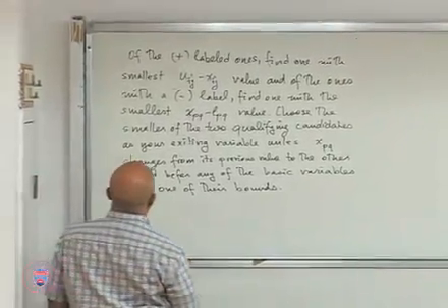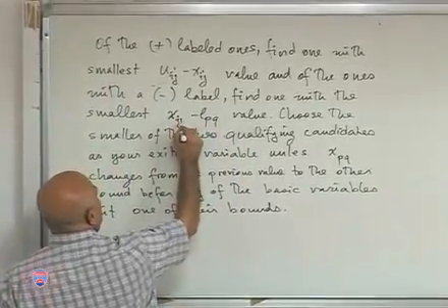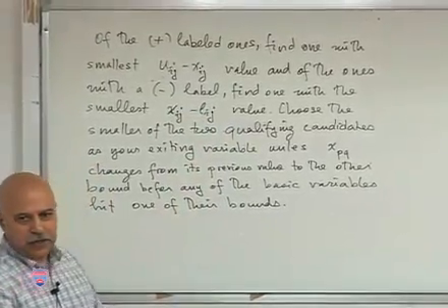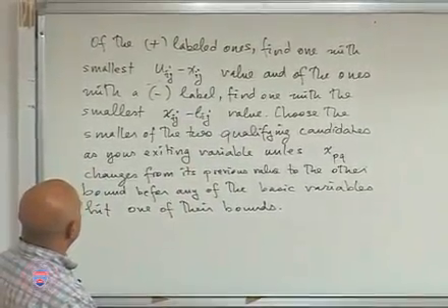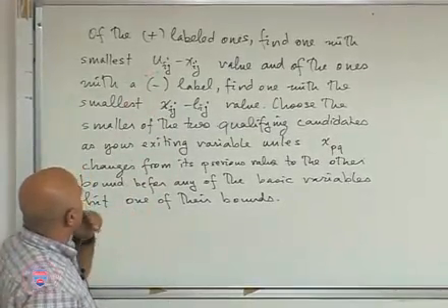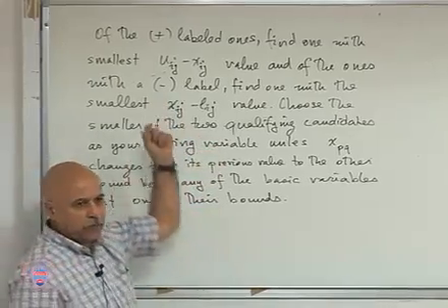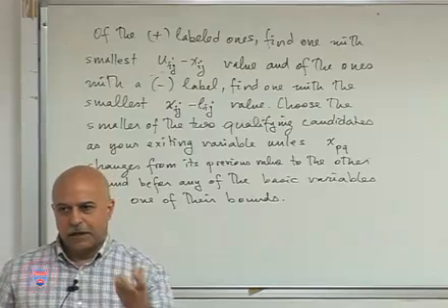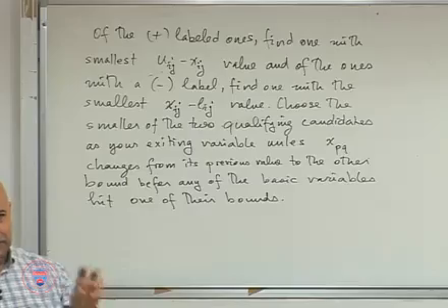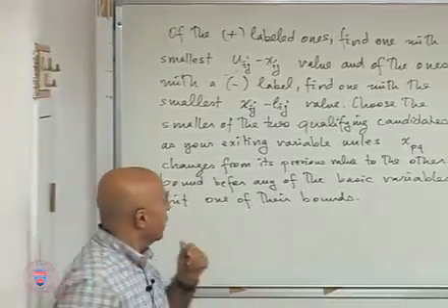Okay? And of the ones with a minus label, find one with the smallest, again, current value minus lower bound, because that's how much you can go down at most. All right. So depending on which you picked, choose the smaller of the two qualifying candidates. So you identified two candidates, one coming from the pluses, the other one coming from the minuses. Of those two, you choose the smaller, or the one that causes you the bottleneck. Of course, if you have ties, you choose just one of them, okay?